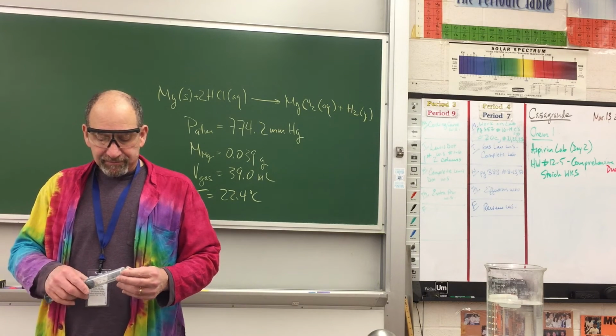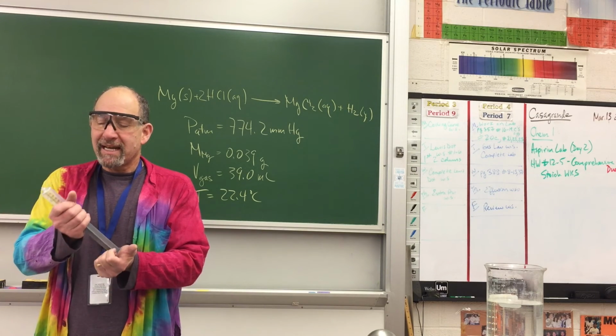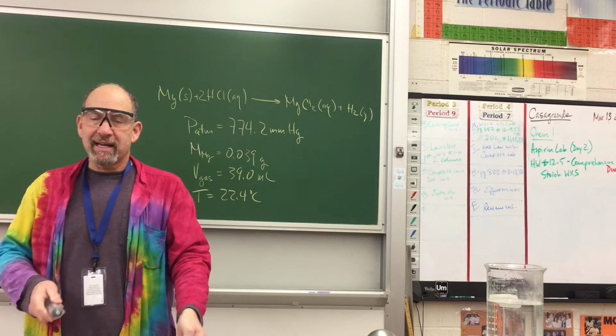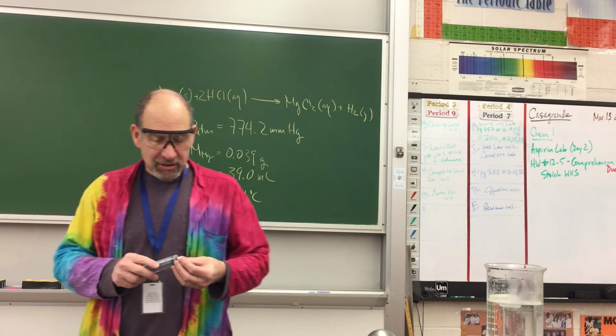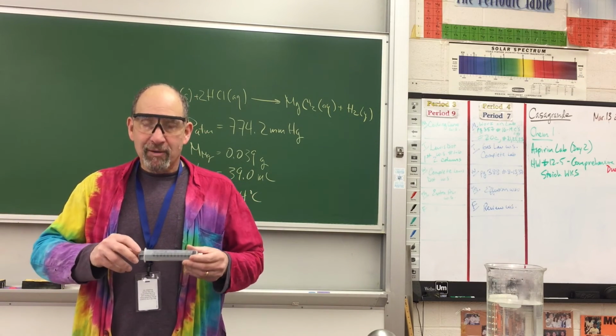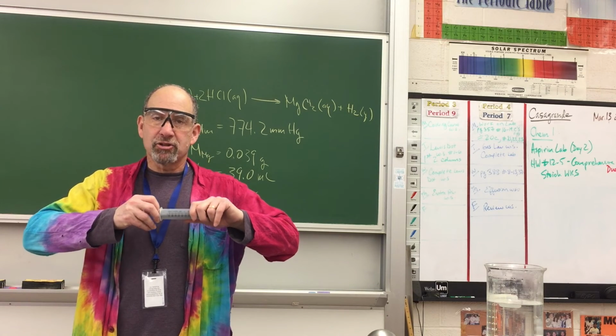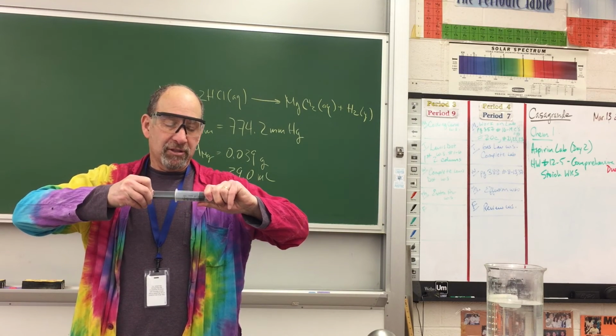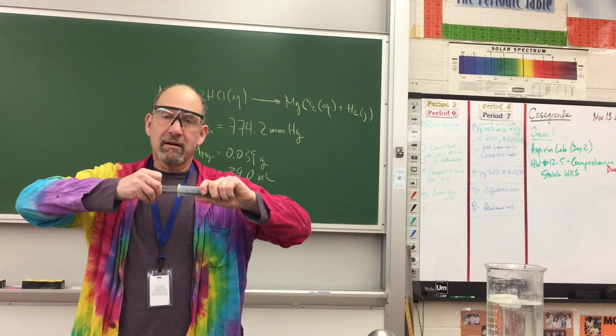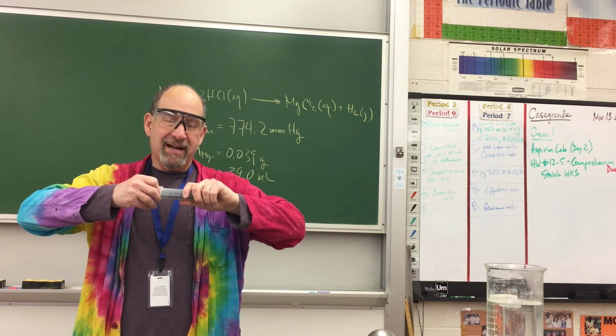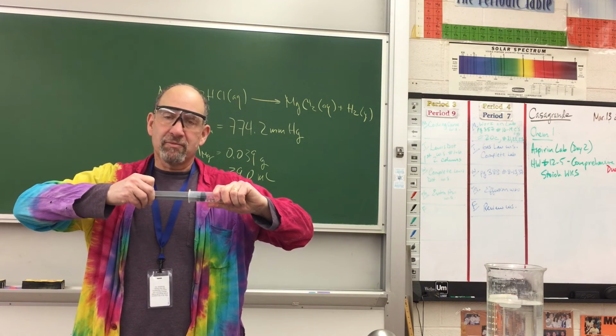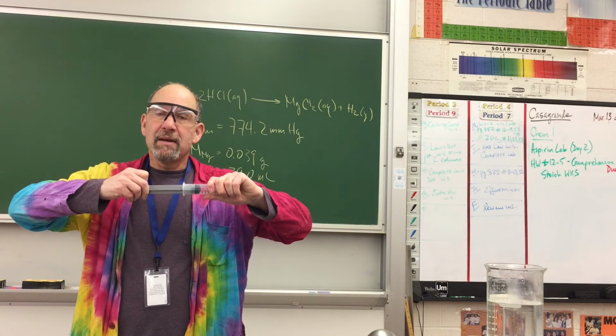Finally, in number 7, I'm going to take the syringe, I'm going to push all the air out of it, and I'm going to cap it. And now I'm going to try to pull the plunger out. And as I pull the plunger out, it becomes harder and harder to pull the plunger out. Actually, it's not becoming harder and harder. It's just hard the whole time.